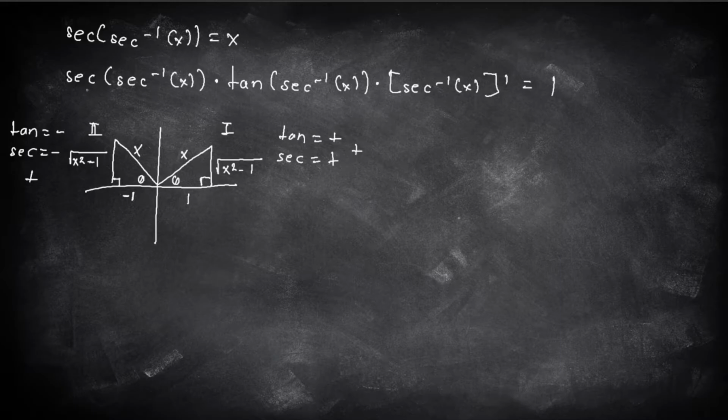So what's secant of inverse secant of x? Well, that's just x. What about tangent of inverse secant of x? Well, tangent is just opposite over adjacent. So that's the square root of x squared minus 1 divided by 1, which is just the square root of x squared minus 1.